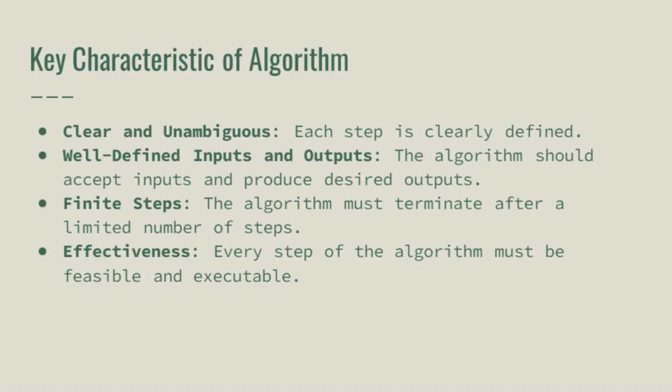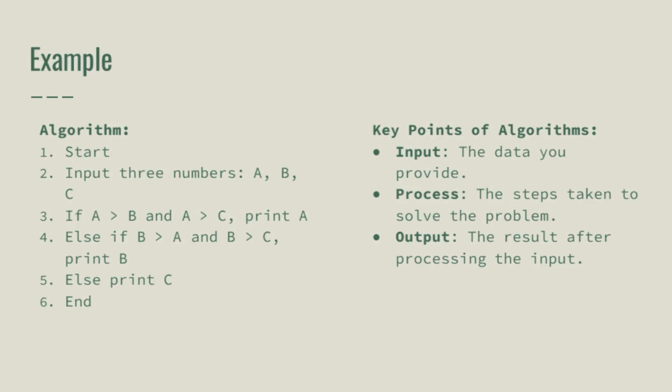Let's see the characteristics of an algorithm. Algorithms are clear and unambiguous, meaning you mention each step in a clear and simplest form. It should not be complex. We could say first take A, then take B, then take C. But we are not going to complicate it. We directly say input three numbers A, B, C. Simple.